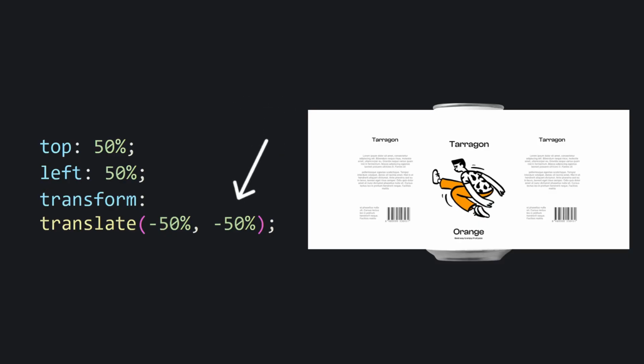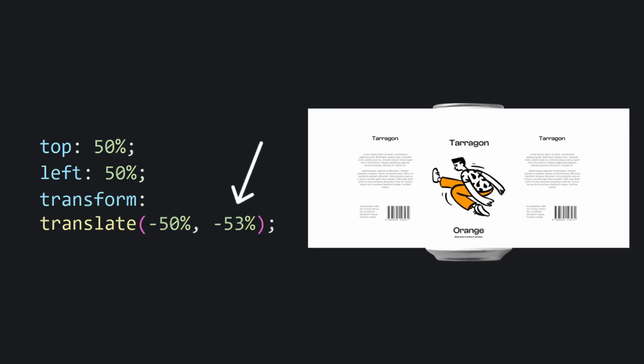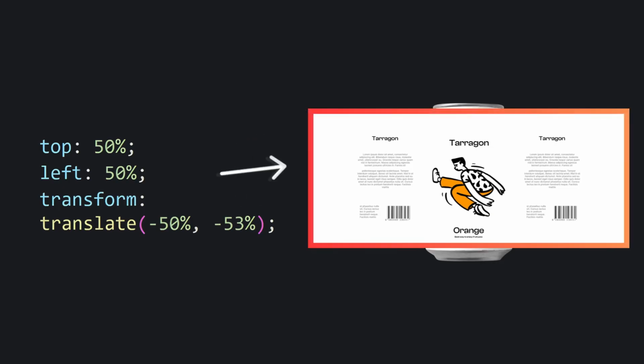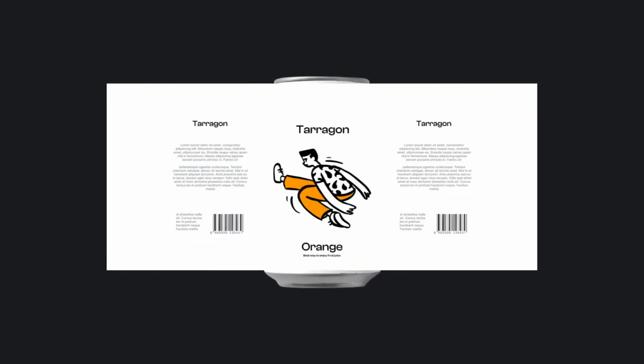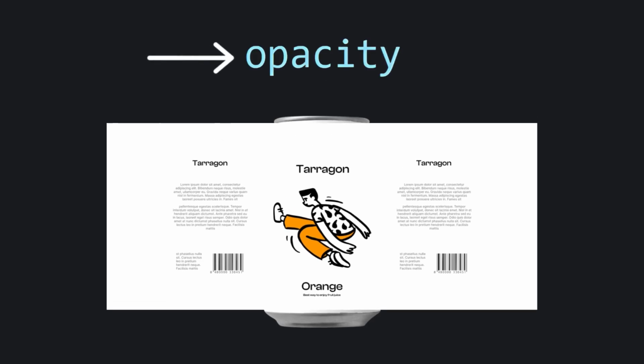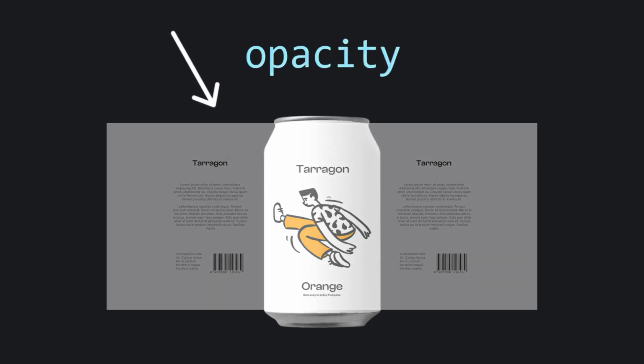For height adjustment, I am changing the translate Y value. This might vary depending on the wrapper image you use. Now we need to turn this into this. The first idea which I got is to play with the opacity, but that doesn't work.